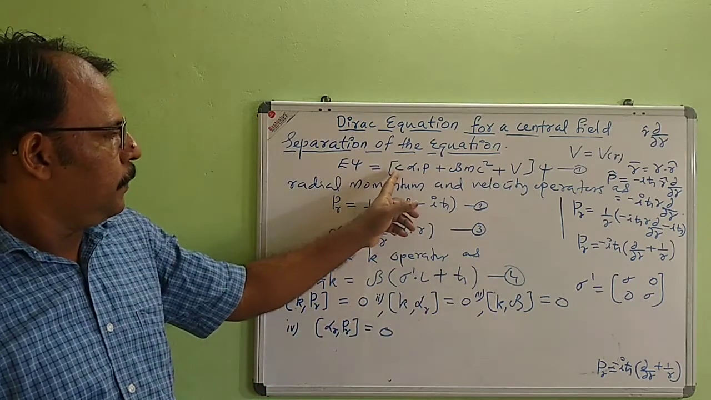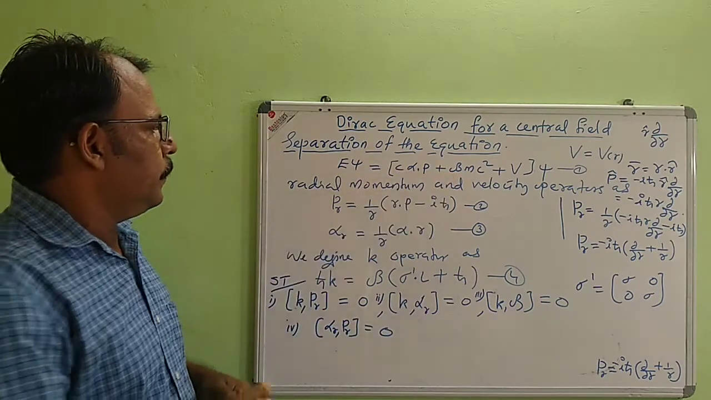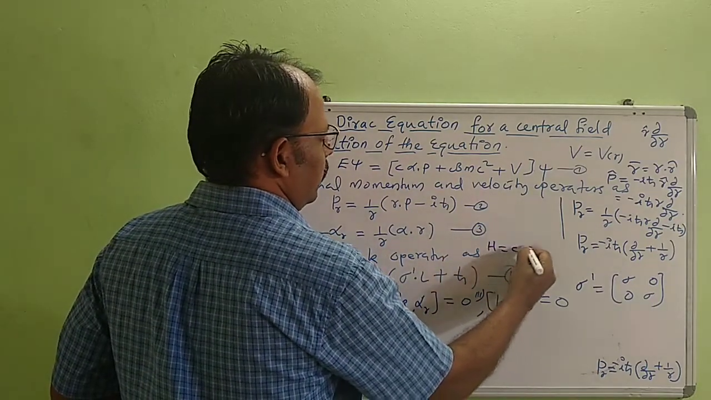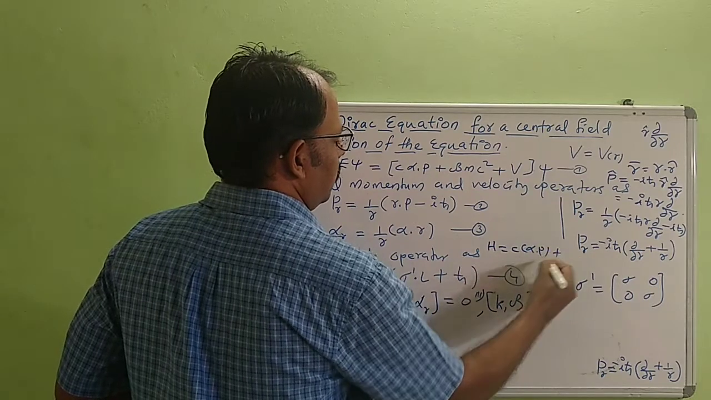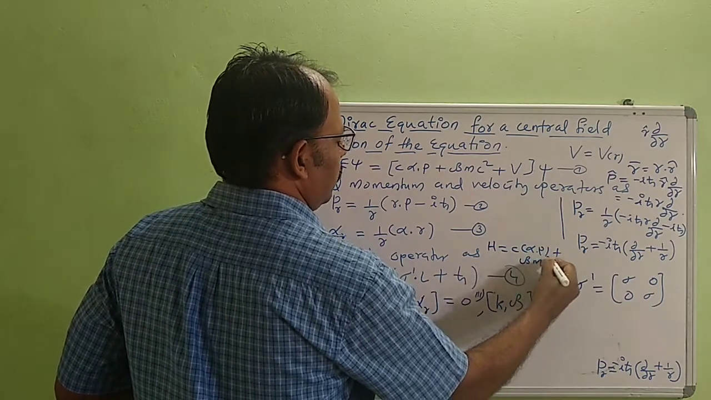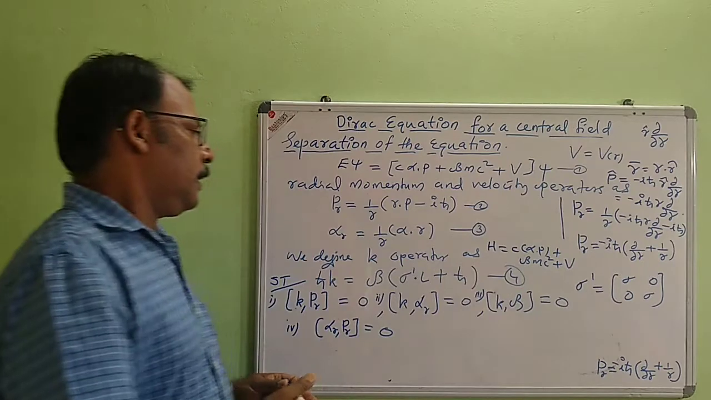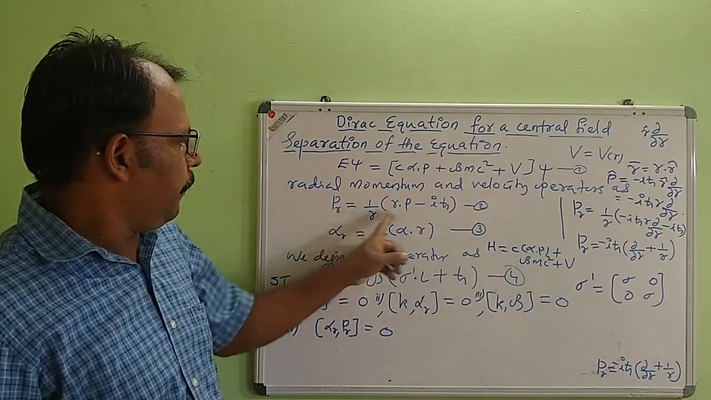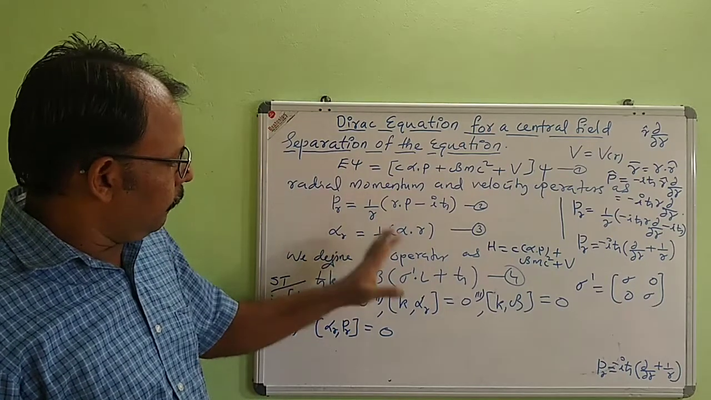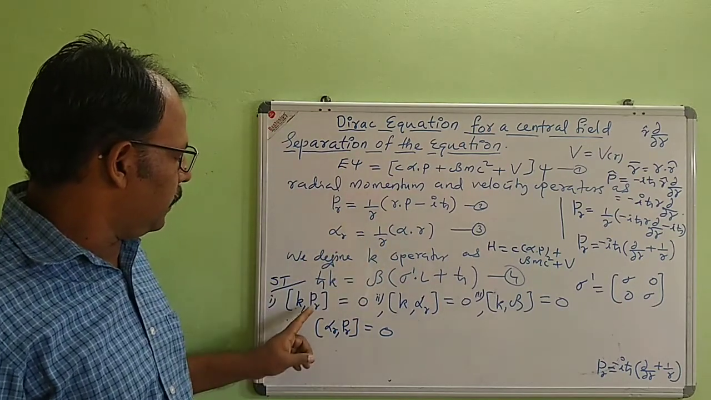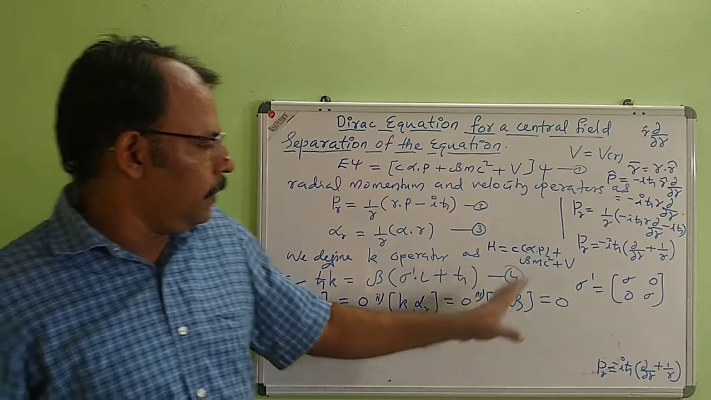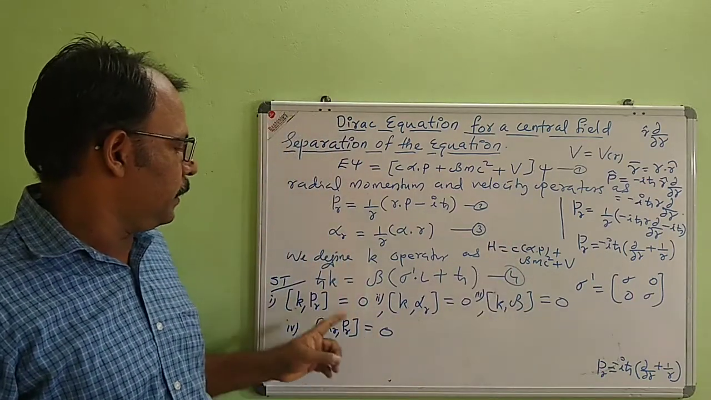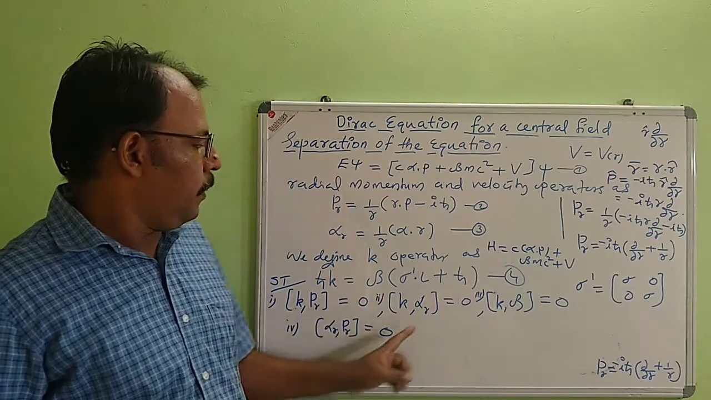Now we represent the Hamiltonian. H is the Hamiltonian, H equal to C alpha dot P plus beta m c square plus V. We can represent this Hamiltonian in terms of the newly defined operators. The Hamiltonian consists of the operators P_r, alpha_r and beta.